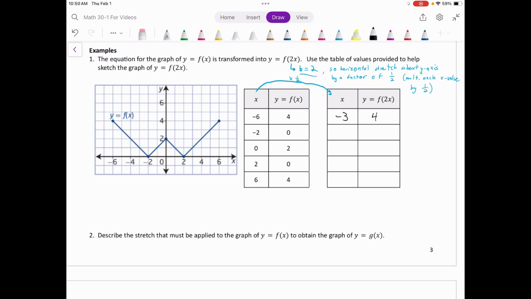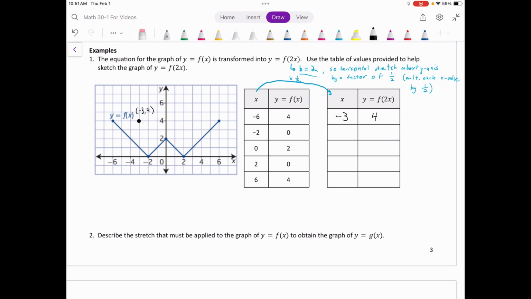So let's see. X is -3, y is going to be 4. So that point will be on our graph: -3, 4. Okay, and notice something here too, folks. Look, a horizontal stretch about the y-axis by a factor of 1/2. Essentially, that means each x value is going to be half as far away from the y-axis now, right? We've multiplied this by 1/2, and sure enough, that point is halfway to the y-axis from where it started, because we've multiplied the x-coordinate by 1/2.